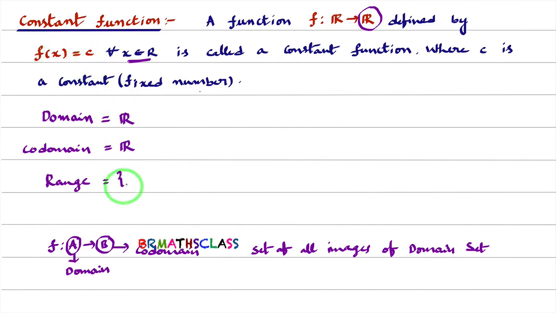So what is the range? The range is a singleton set. It contains only one element, that is c. What is c? It's a constant fixed number. So we learned the domain, codomain, and range of a constant function. Now we will learn how to draw the graph of a constant function.